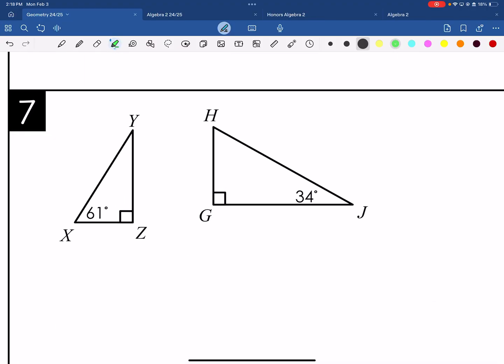Go ahead and give that one a try by yourselves. See if they're similar. And if they are similar, which one? And then write the similarity statement.